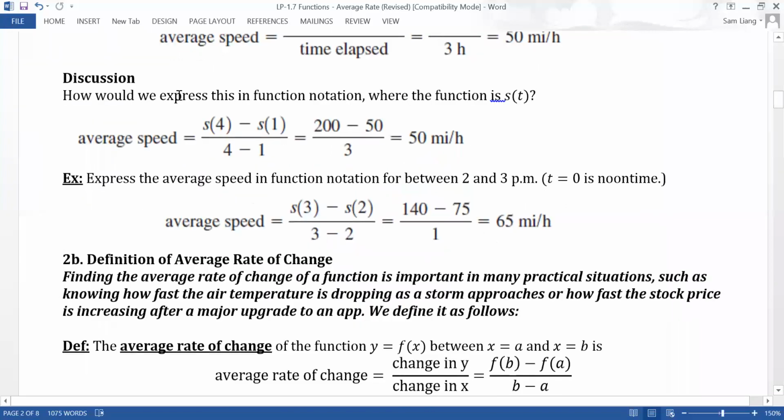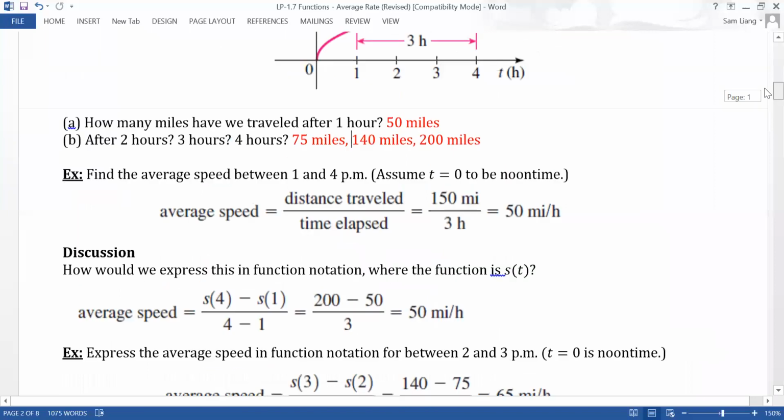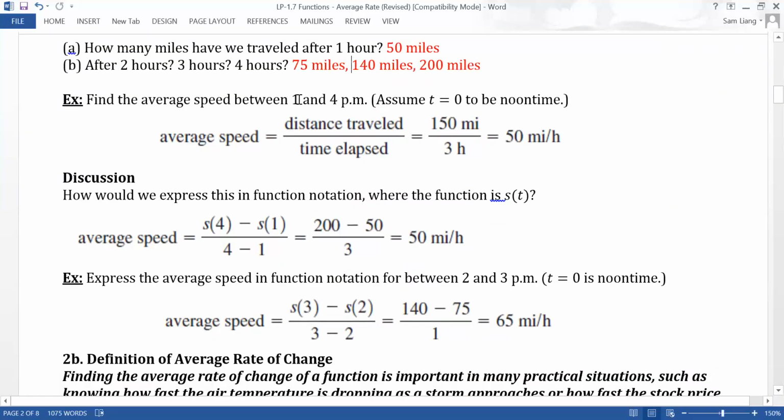How would we express this in function notation, where the function is s of t? If you remember, the last question was to find the average speed between 1 and 4 p.m. So it's distance traveled over time elapsed. What we actually did was calculate s of 4. We plugged 4 into the function, which gave 200, and then we subtracted the evaluation at 1 p.m., which is 50, and divided that by the difference in hours, 4 minus 1, which is 3 hours. That's how we got 50 miles per hour.